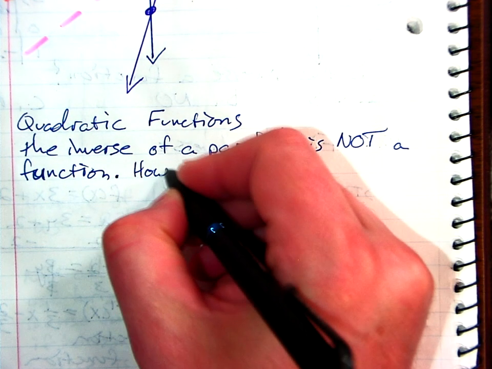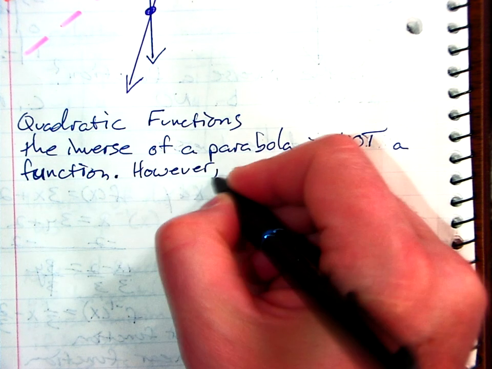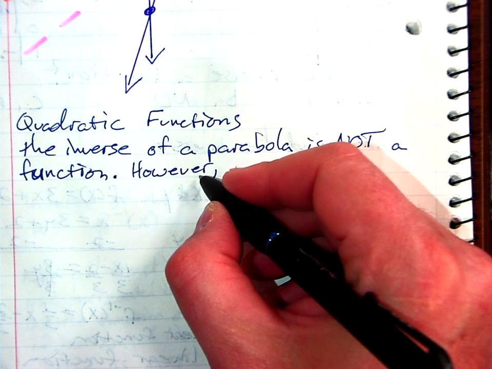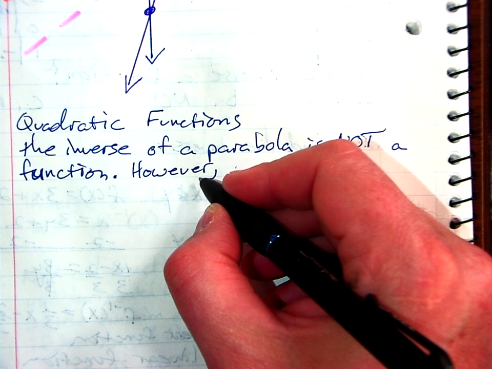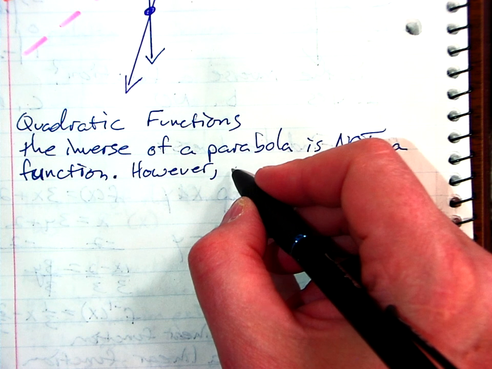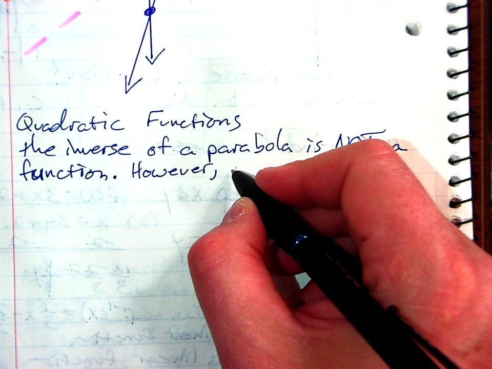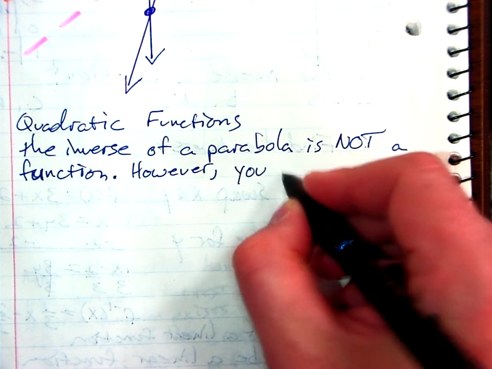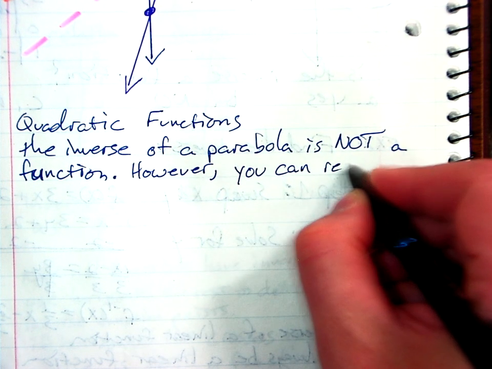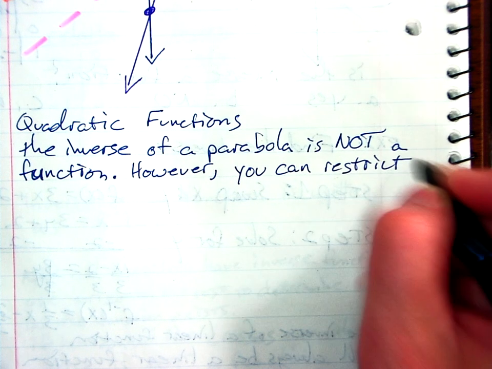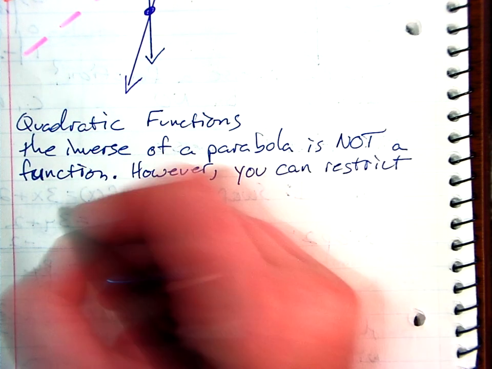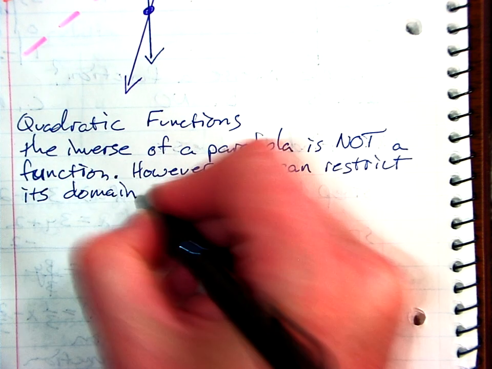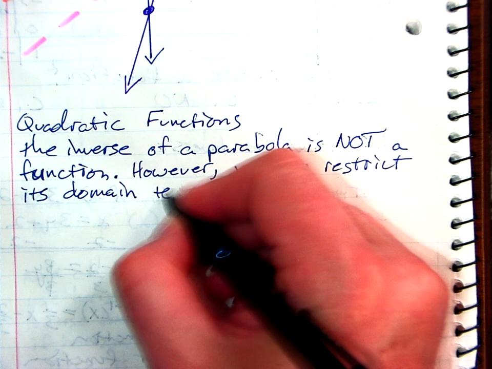However, I think that's called like an adverb or something. Comma, space. All right, however, comma, space. No, it's a conjunction. There we go. However, comma, space, you can restrict its domain to make it a function.